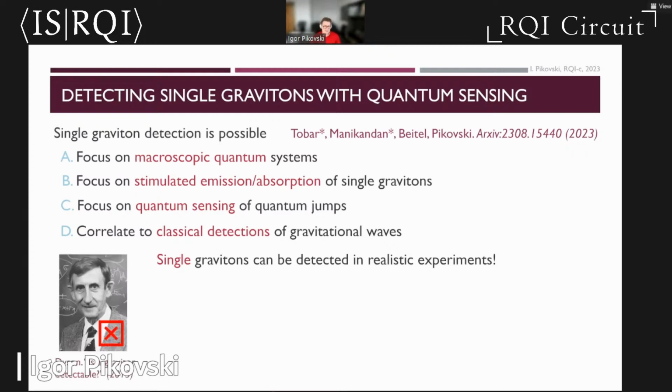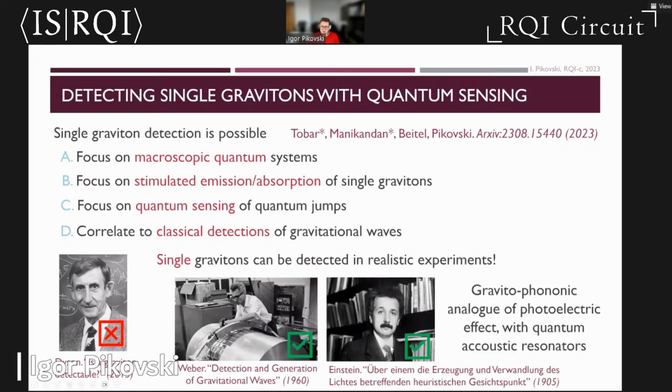The upshot of that is, there was a debate, and in fact, there has been an expectation for decades that gravitons are not detectable, that there's no way to do that in realistic experiments. A famous example is Dyson's paper here recently. Well, we show that that's wrong. It is possible to do it.